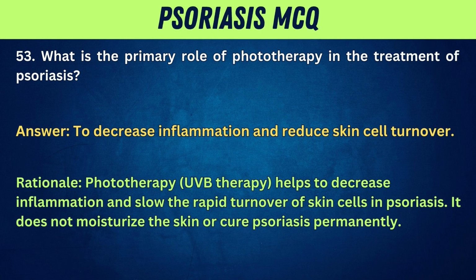Answer: to decrease inflammation and reduce skin cell turnover. Rationale: phototherapy, UVB therapy, helps to decrease inflammation and slow the rapid turnover of skin cells in psoriasis. It does not moisturize the skin or cure psoriasis permanently.